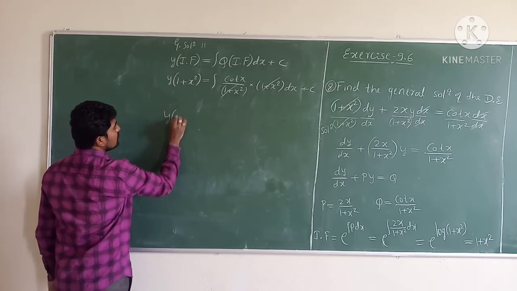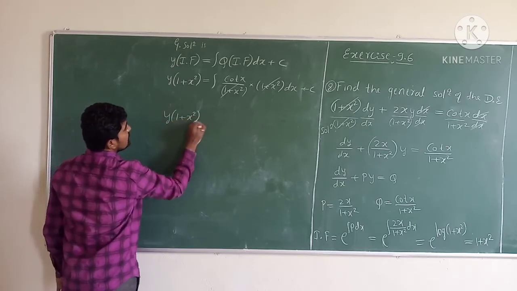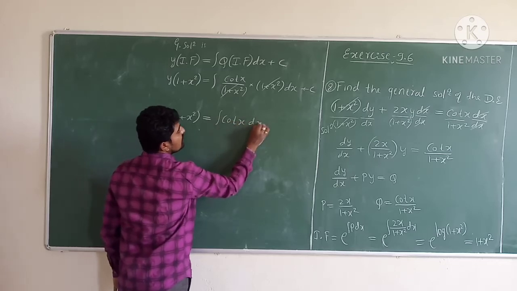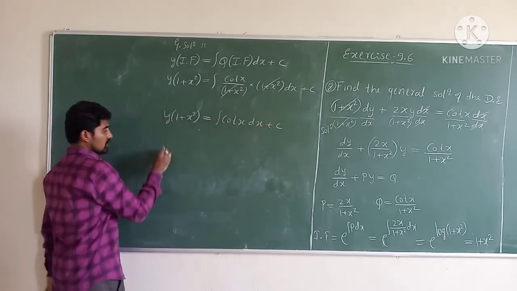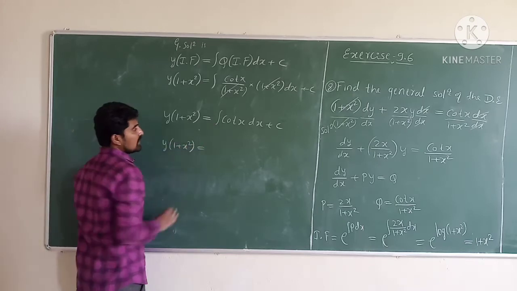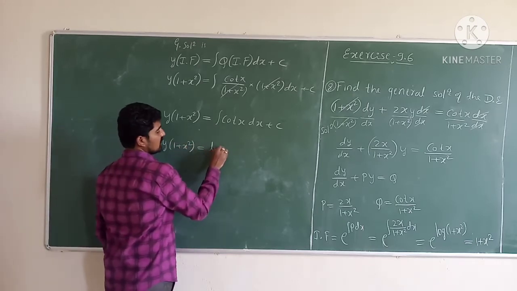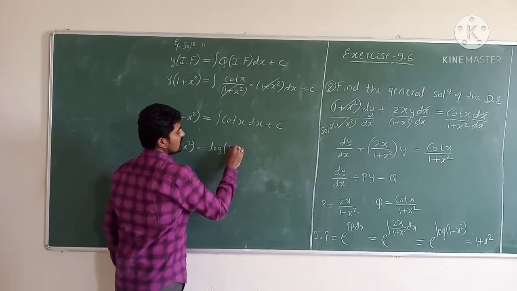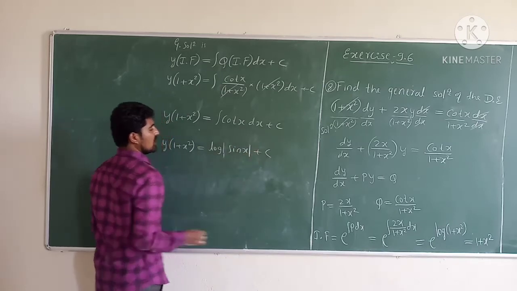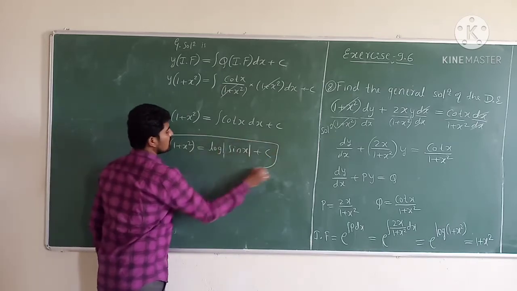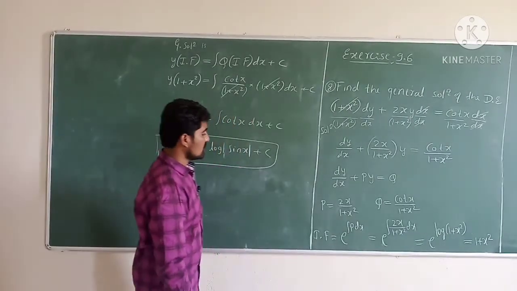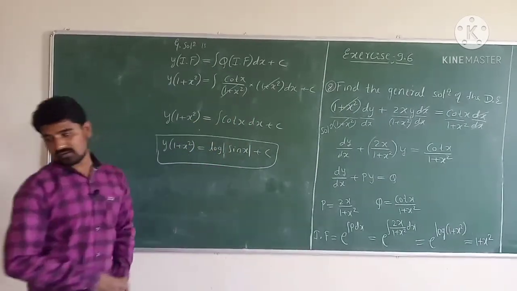Therefore the remaining is y into 1 plus x square is equal to integration of cot x dx plus c. The integration of cot x is log of sin x plus integral constant c. And this is the required general solution for the given differential equation. I hope all of you understood. If possible, take a note.